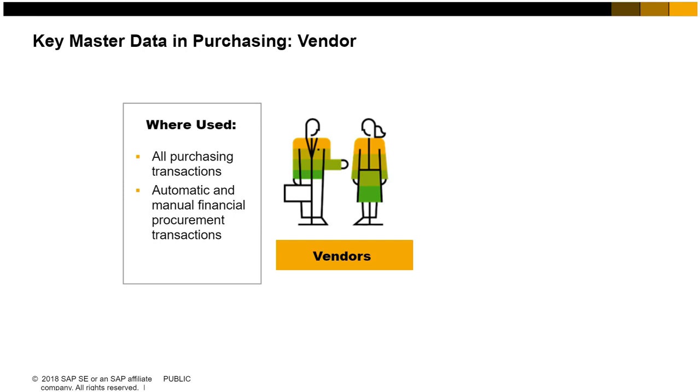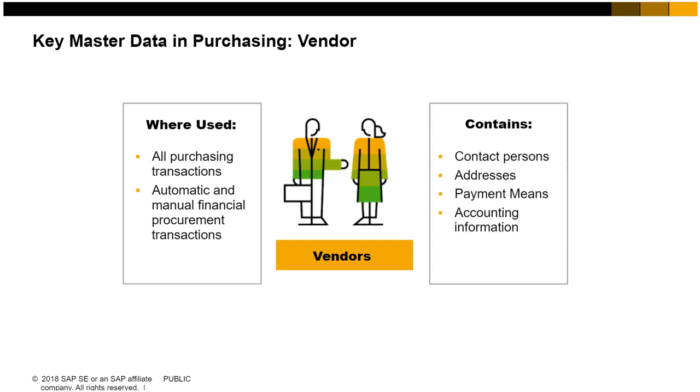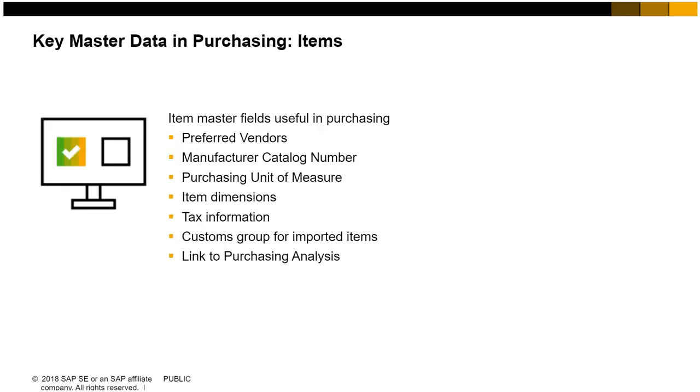The vendor is also used in automatic and manual financial procurement transactions. The vendor master contains contact person details, addresses, payment means, and other accounting information. You can search for the appropriate vendor in any purchasing document. If you are authorized, you can also enter new vendor information while creating a purchasing document.